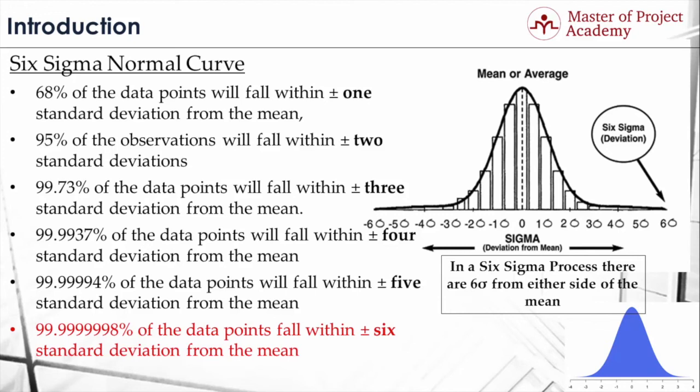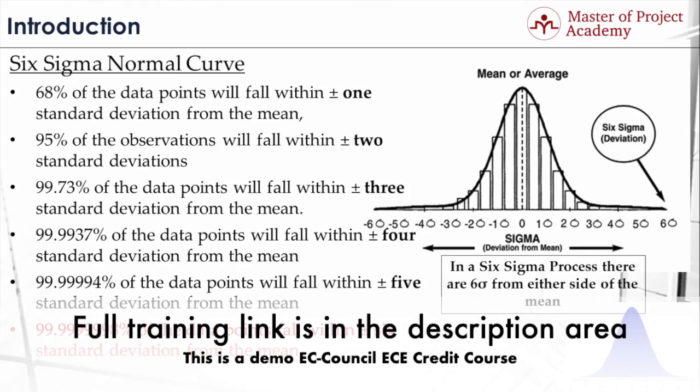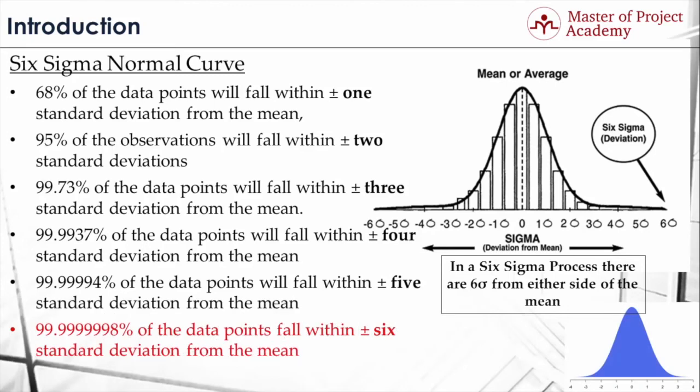This means, in a Six Sigma project, 99.999998% of the results must fall within plus or minus 6 standard deviations from the mean. In other words, only 0.0000002% of the results can be out of the expected results. I think this percentage tells enough how Six Sigma approaches to increase the quality in projects.